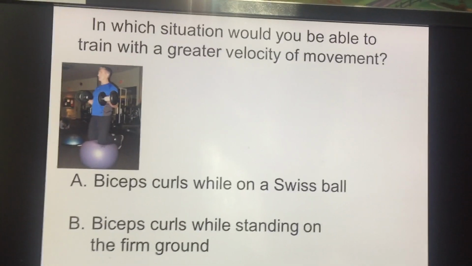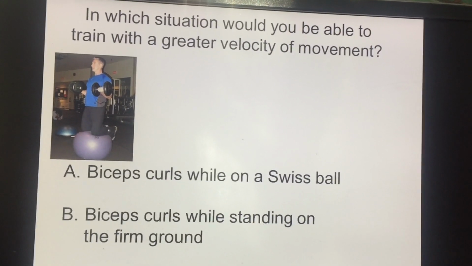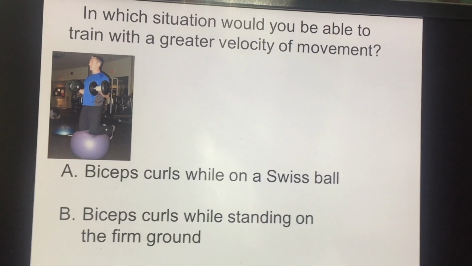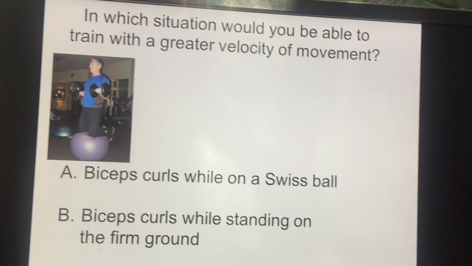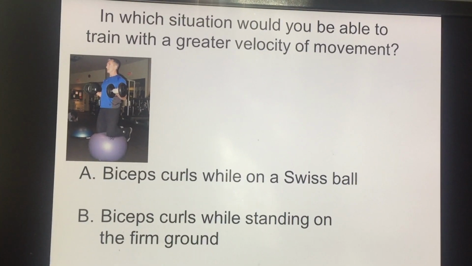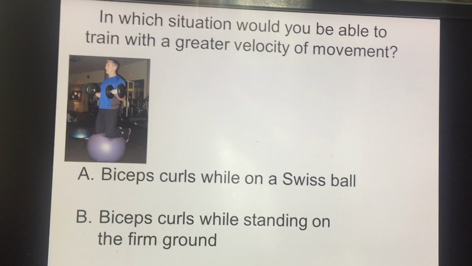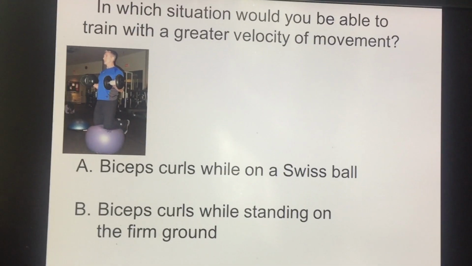And this last question, in which situation would you be able to train with a greater velocity of movement? Again, the answer is B, biceps curl while standing on the firm ground. So again, if you want to train for maximal velocity, it's probably better to do it in a stable environment. So training for maximal force or maximal velocity is probably better in a stable environment.